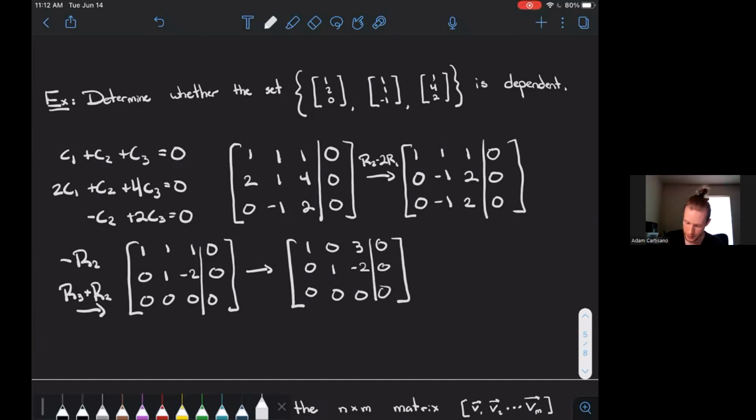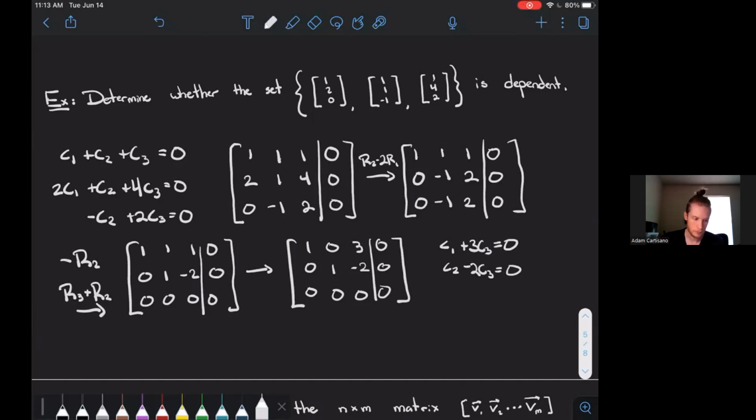So in other words, C1 plus C3 equals 0. C2 minus C3 equals 0. Sorry, C1 plus 3C3 and C1 minus 2C3, right? These numbers equal 0.